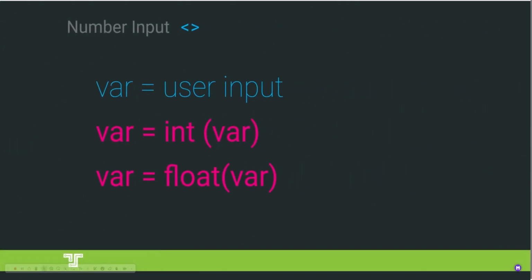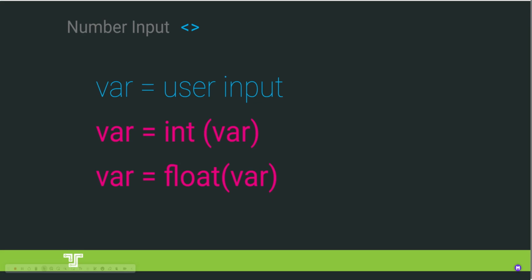So we've got var, which stands for our variable. Equal means an assignment, so var gets user input. In the second example here, we have var gets int of var. So we are typecasting right here as we are collecting the input, as we are collecting the information. And then here's another one, var gets float of var.